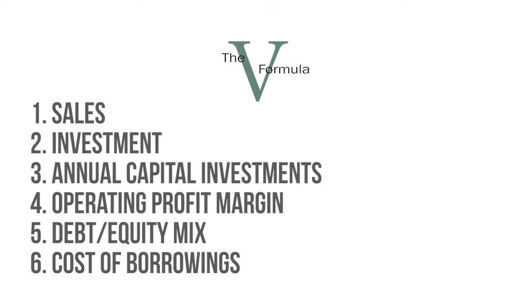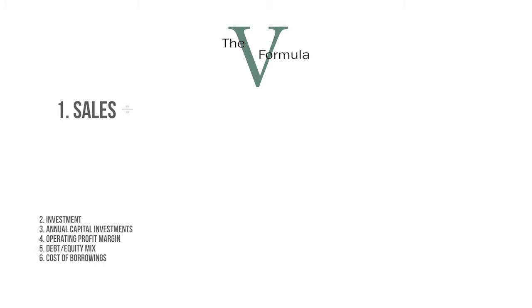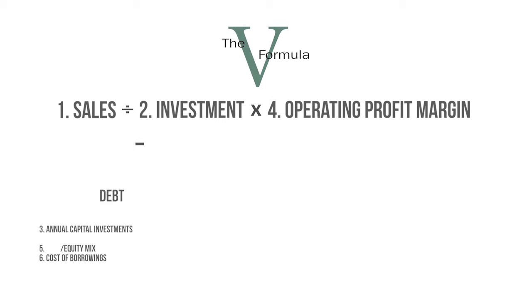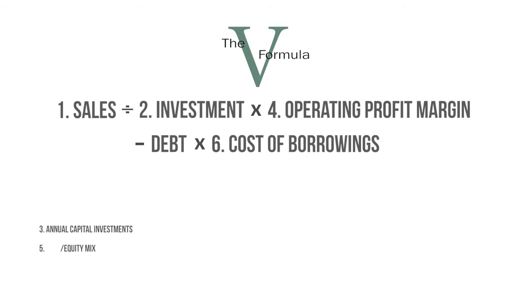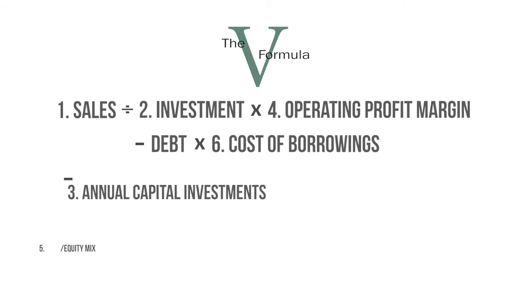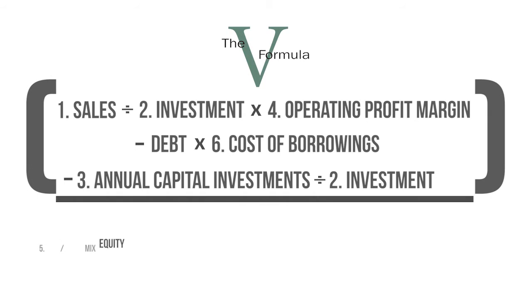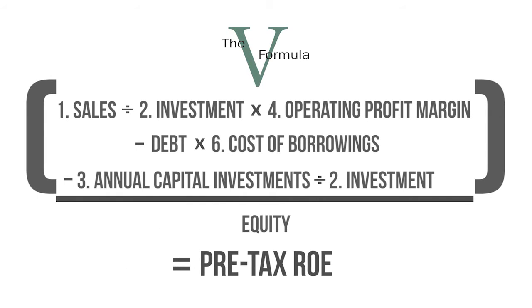Now we have a chance to put the V formula together, and it looks like this. You start with sales, you divide sales by the investment, multiply that by the operating profit margin, subtract the proportion financed times the interest rate, less the capital expenditures made every year divided by the investment. And you take all of that and divide that by the proportion of equity. And if you do that, you'll get the current pre-tax return on equity.